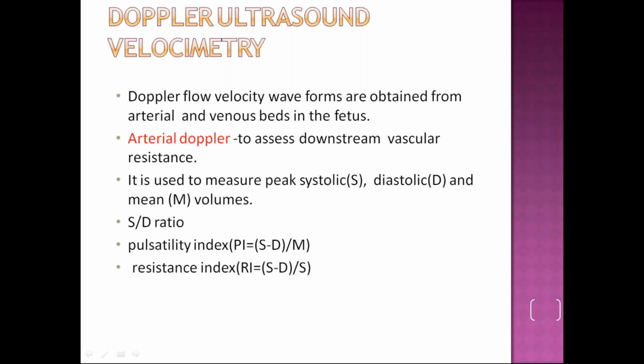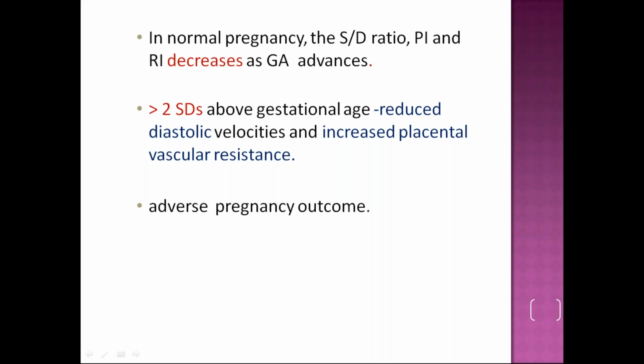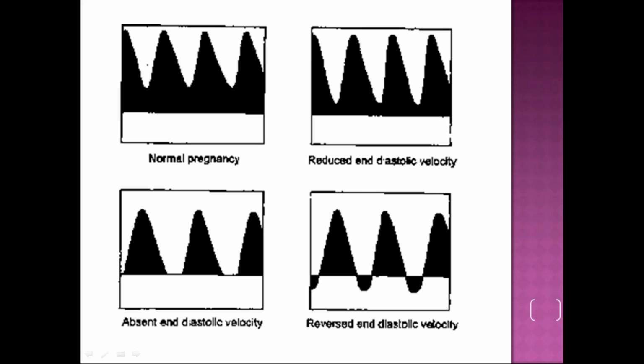So, pulsatility index or resistance index. Again, with Doppler in normal pregnancy, we study the S/D ratio, the systolic and diastolic ratio, the pulsatility index, and the resistance index. We study this in case of IUGR and all these high-risk patients to know the fetal well-being. Normally, this is for undergraduates.